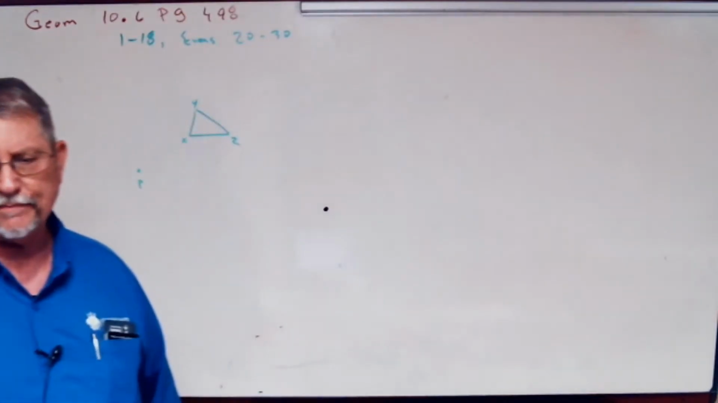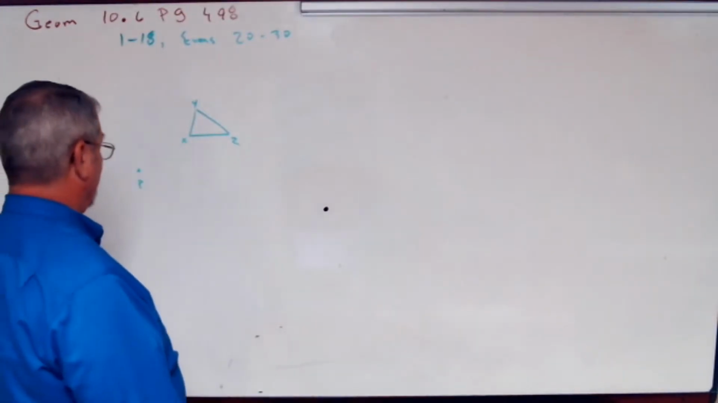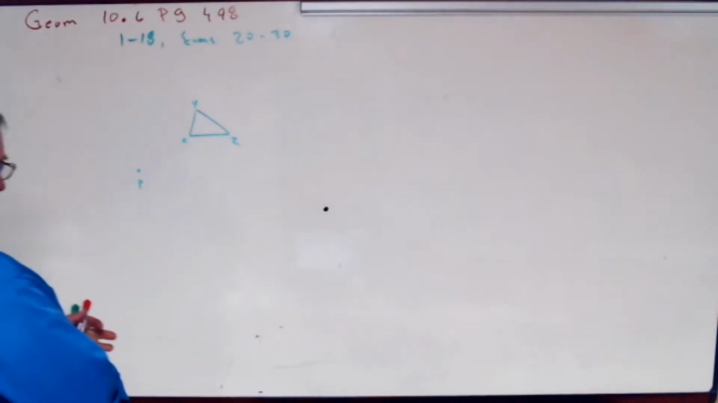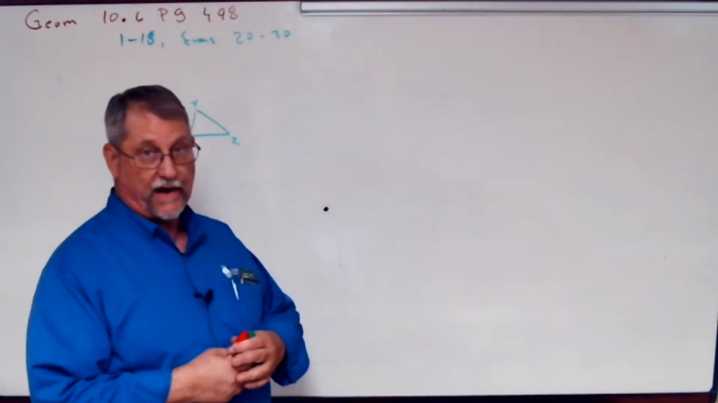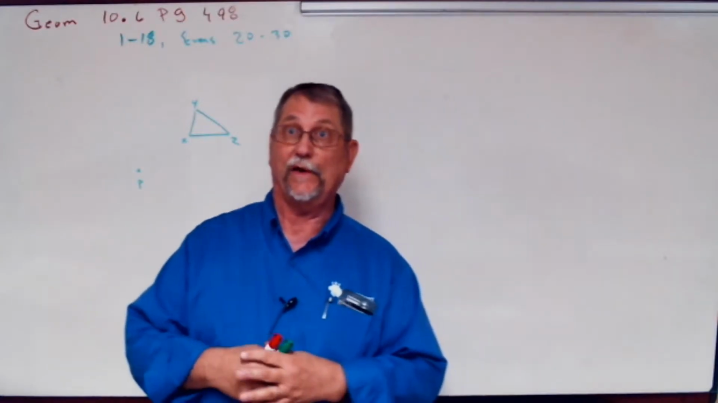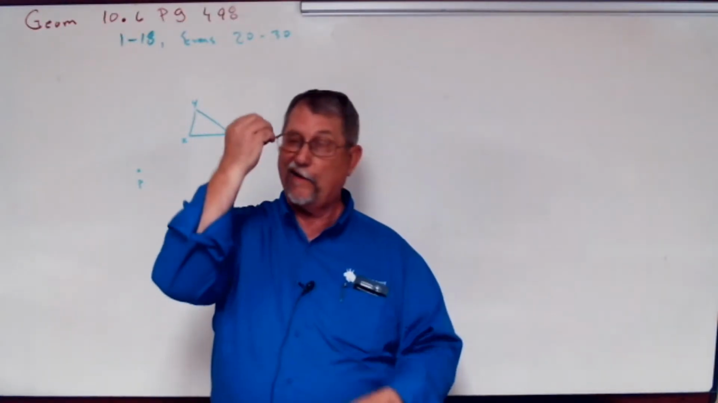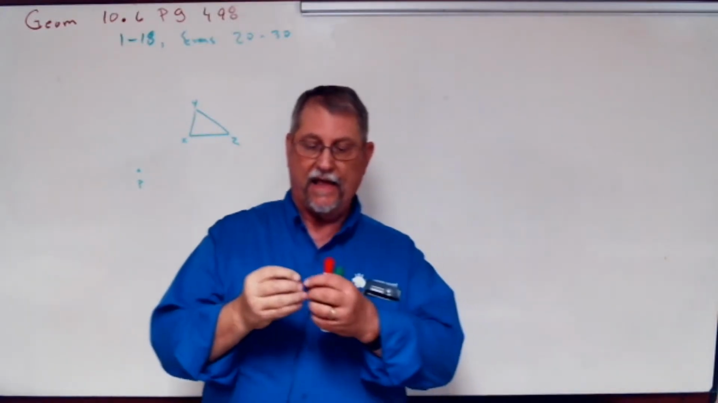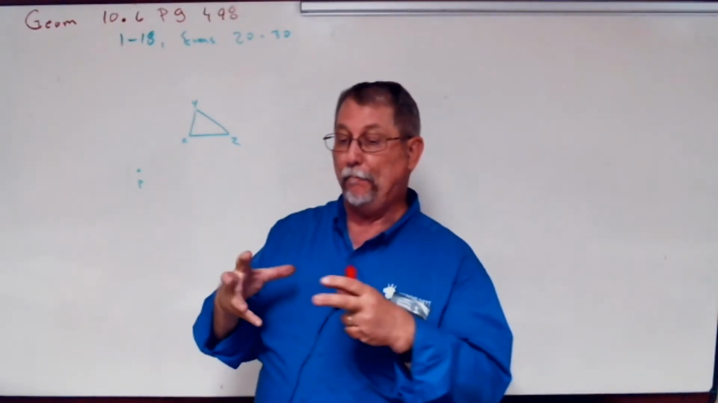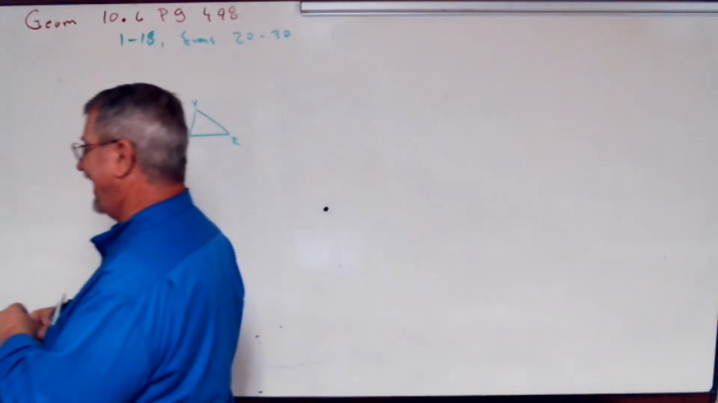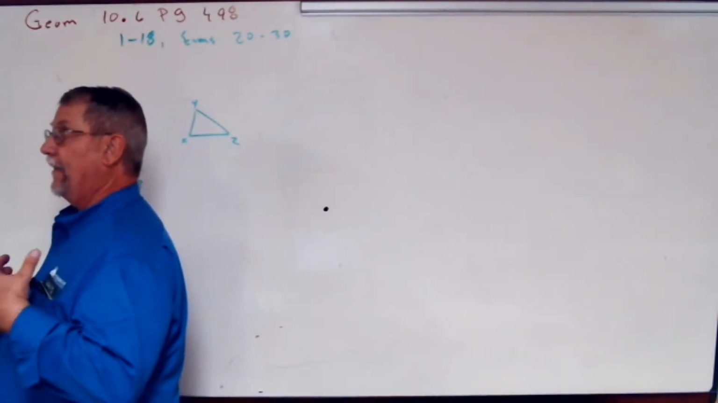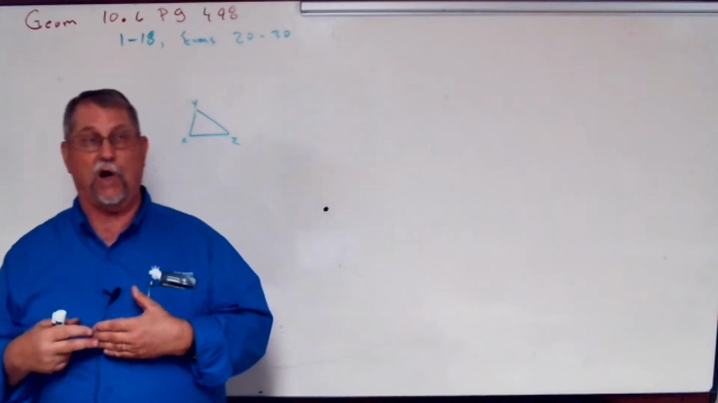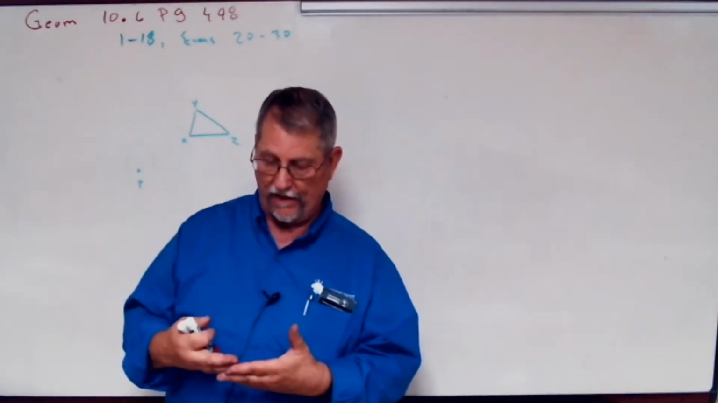Geometry 10.6, page 498. This is called dilation. Have you ever had your eyes dilated? They put the little drop in your eye, and your pupil gets really big, and you can't see because there's way too much light. Your eye dilates. It gets bigger, okay? So on dilations, things are going to get larger or smaller by a certain amount.